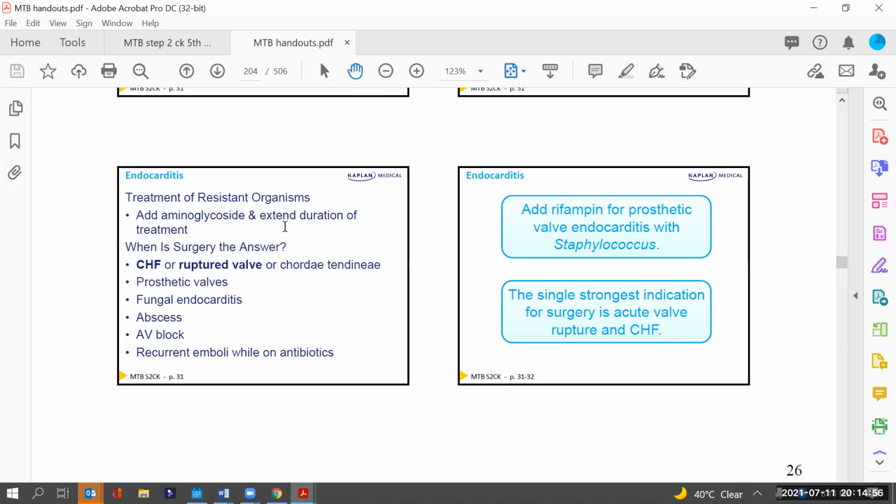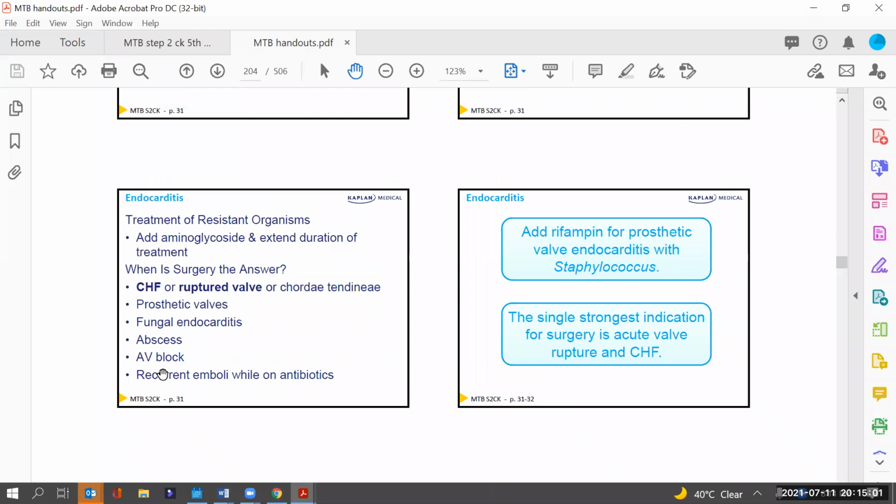When you don't have any option, you will go for surgery. And not only then: when you have an abscess, when you have prosthetic valve infection, when the patient is having recurrent emboli, there are certain conditions. But honestly, MCQs are not usually asking these types of questions.